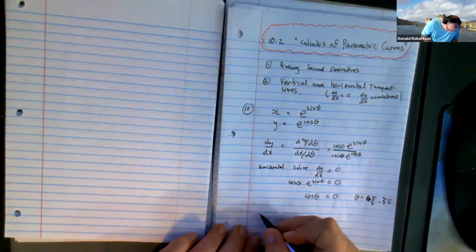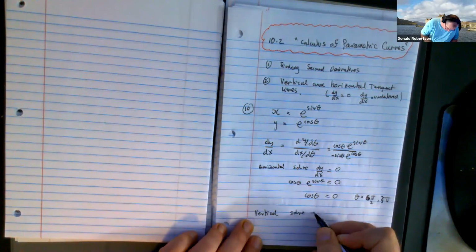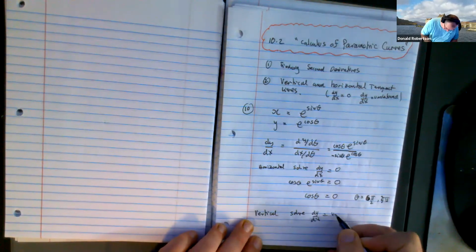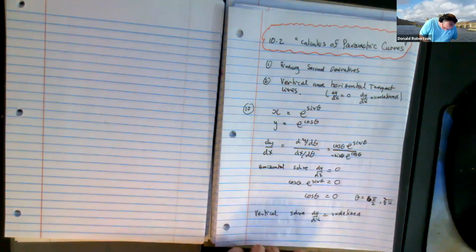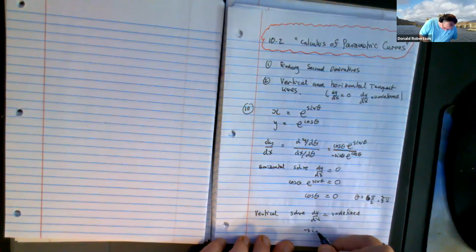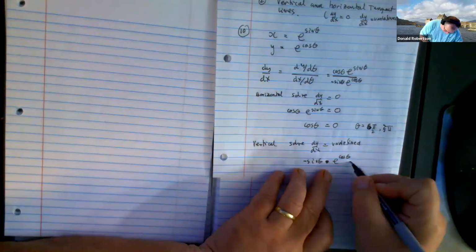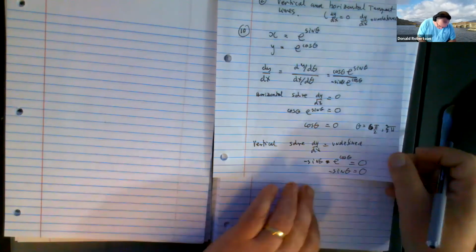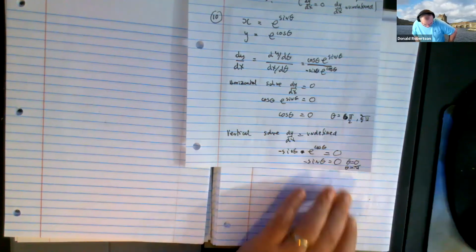Now, if I want to get the vertical, don't I just solve dy by dx equals undefined? And if you're undefined, doesn't that just translate to the bottom is 0? So we're trying to solve this one being 0. And would you agree that theta equals 0 and theta equals pi would be good examples of that?